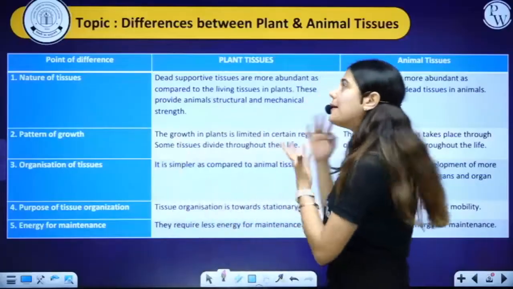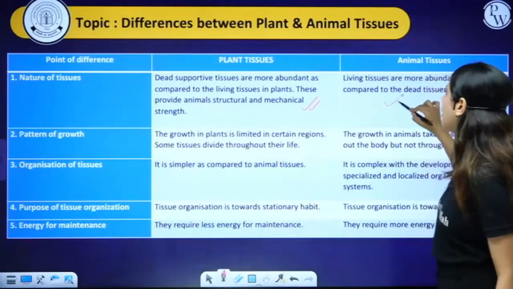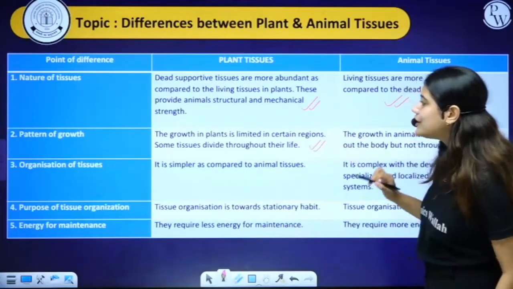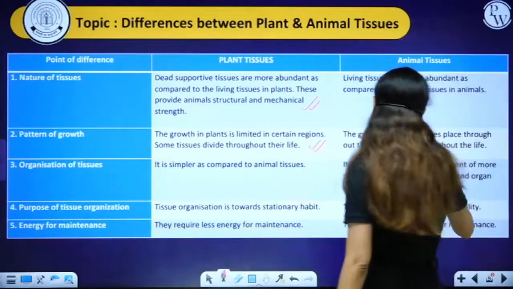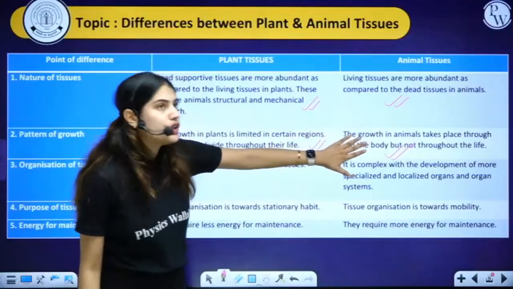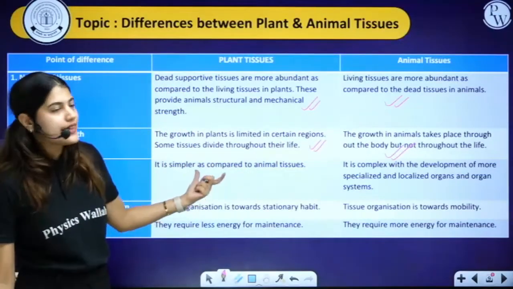So that was the basic difference. Plant tissues have more dead tissues, animals have more living. Plant growth is restricted to certain regions and they divide throughout life. Animals do not grow throughout life, but yes, the growth takes place throughout the body. They are obviously comparatively simpler.